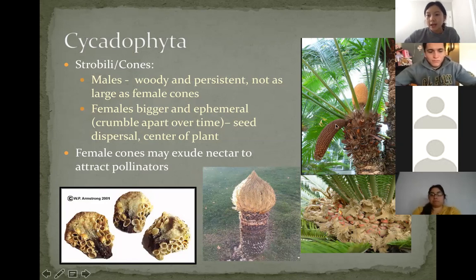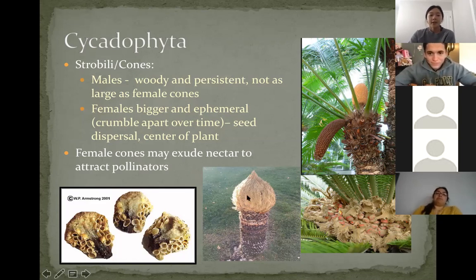This right here at the top is what a male cone looks like. The male cones are usually a lot longer. Right here in the center is a male cone that's starting to develop. Male cones are woody and persistent, meaning that they don't break apart, whereas the female cones are a lot larger, but they will break apart over time. And again, it's because they're going to be dispersing their seeds.